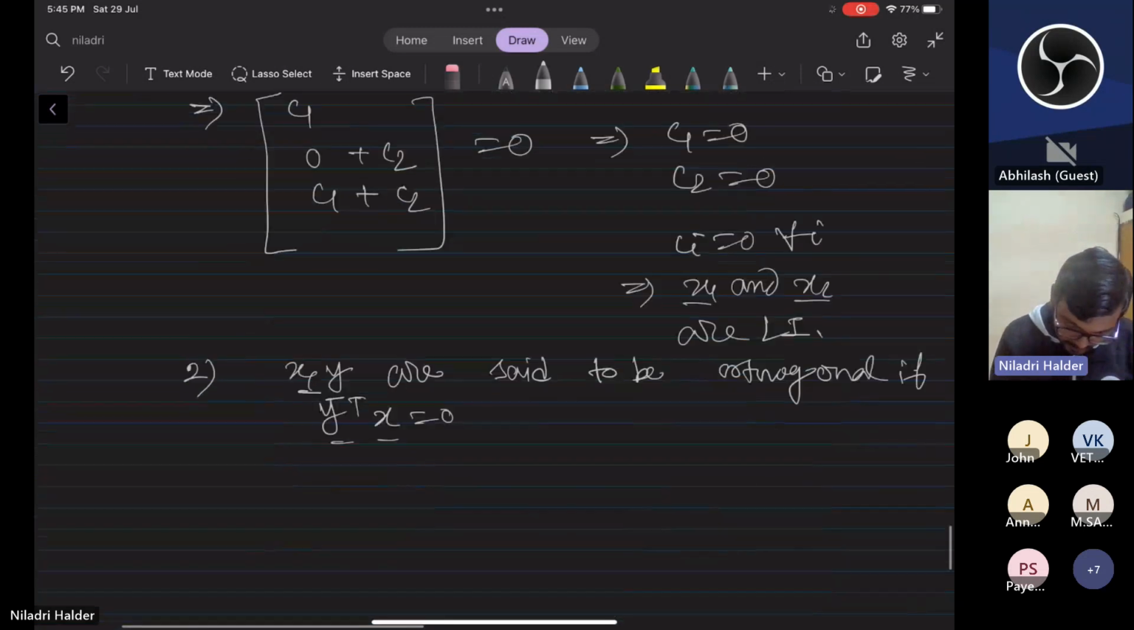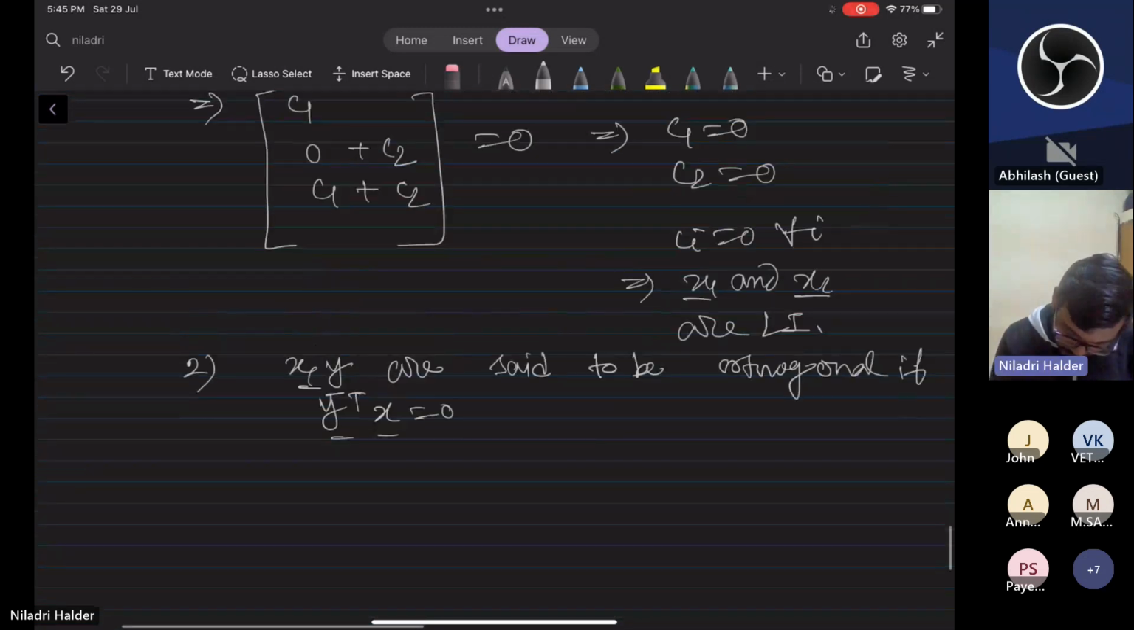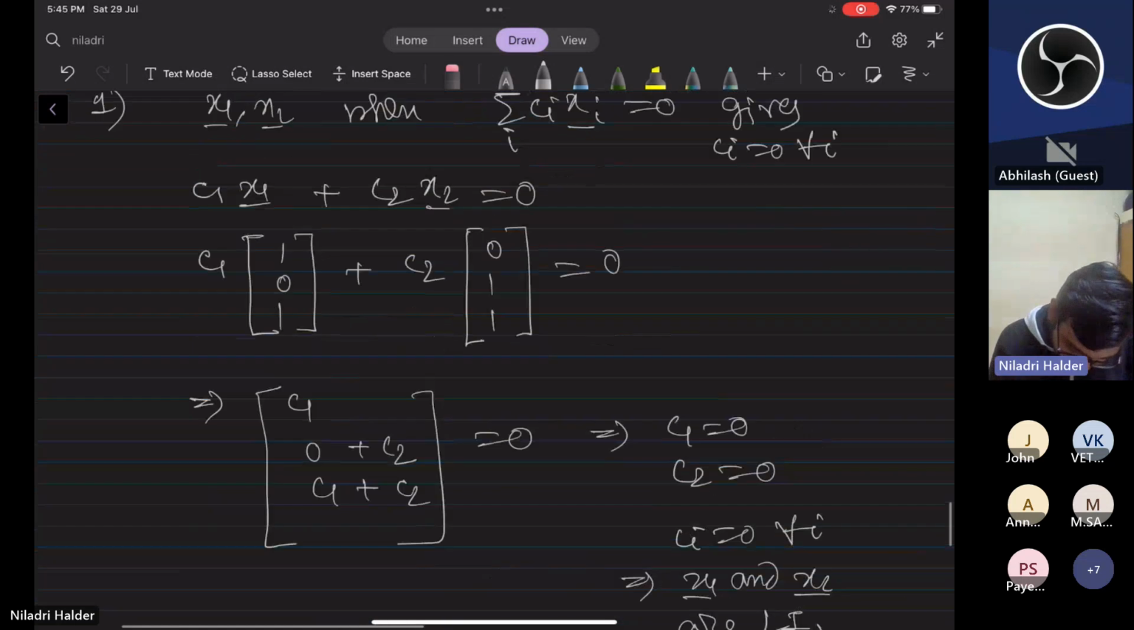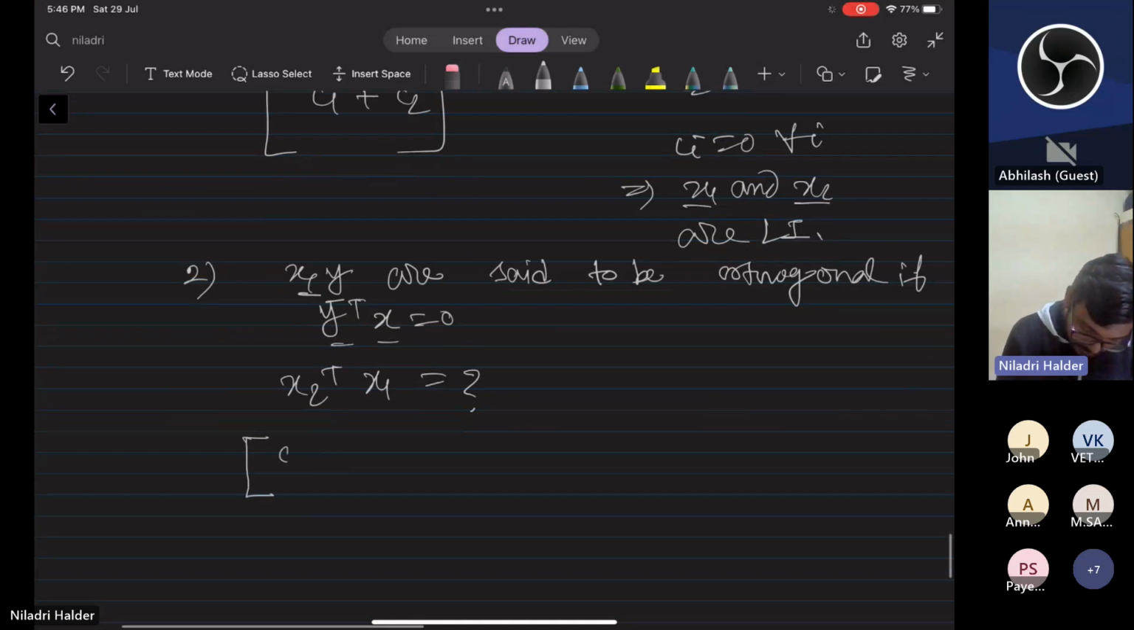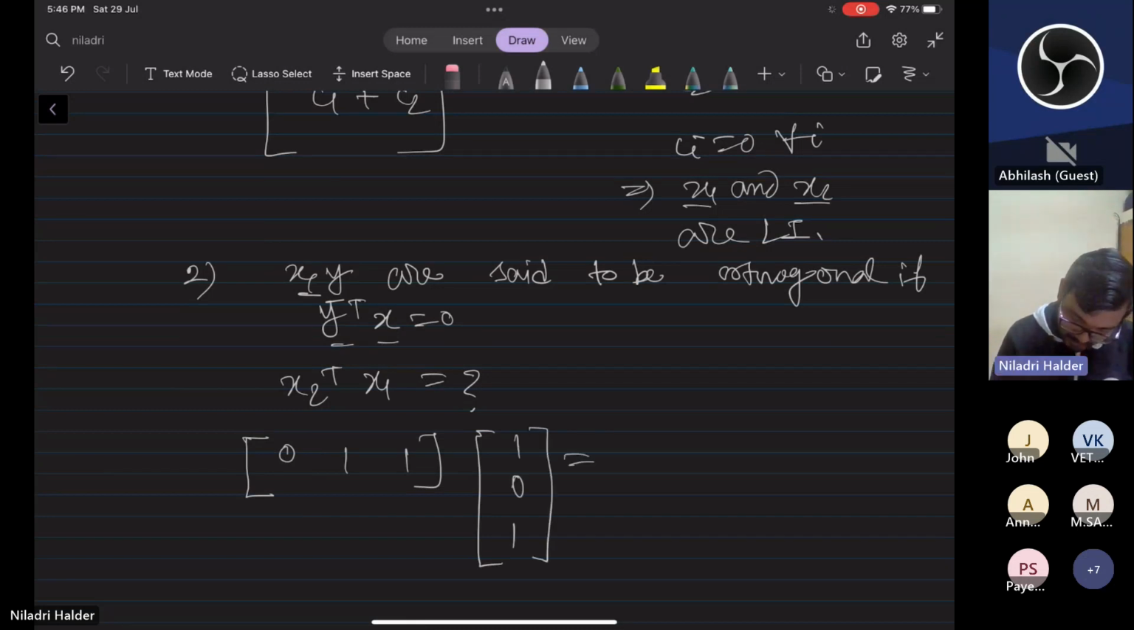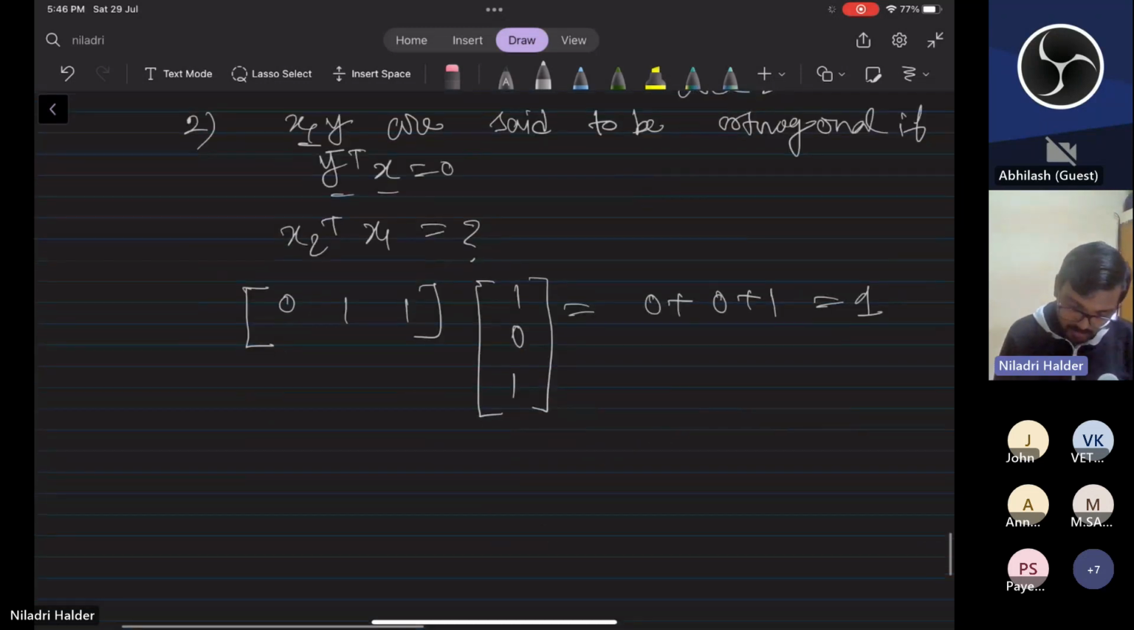So let's check here. Suppose here not y, here x1 and x2. So we'll check x2 transpose x1. What is the value? x2 is 0, 1, 1. This is x2 transpose, and x1 is 1, 0, 1. And the value is 0 plus 0 plus 1, which is 1. So they are not orthogonal, since it is not equal to 0.